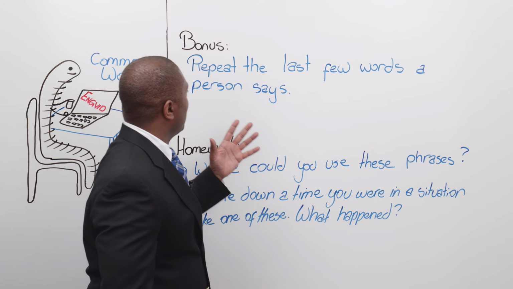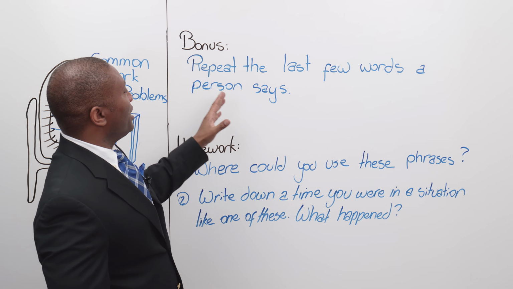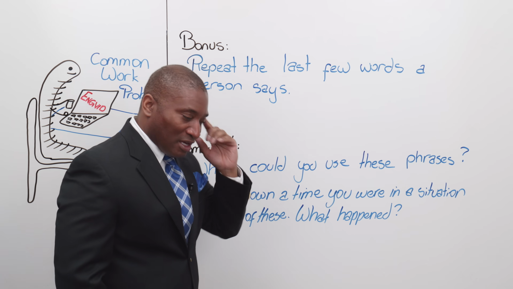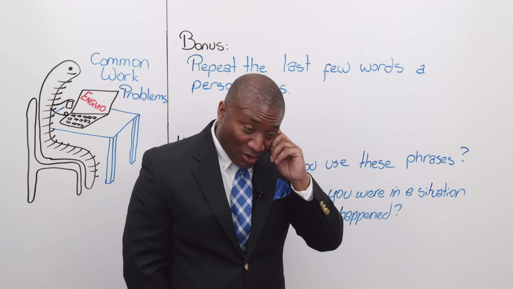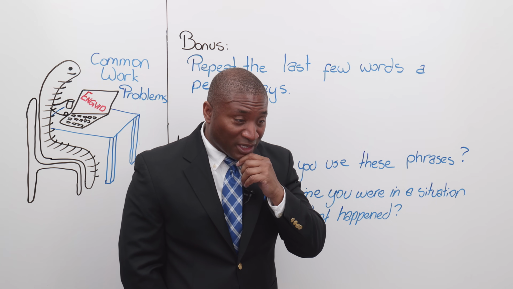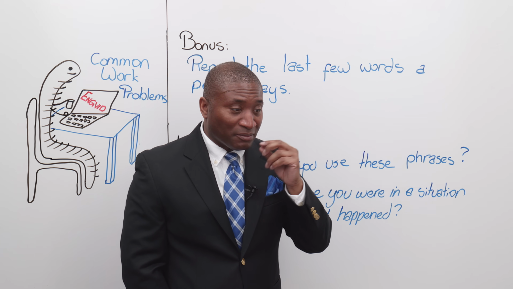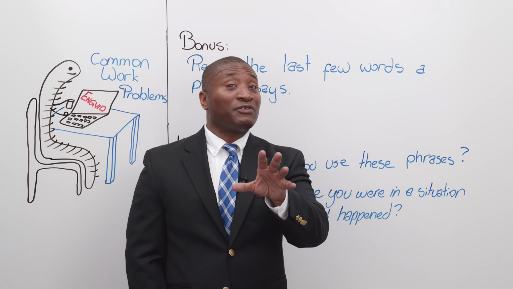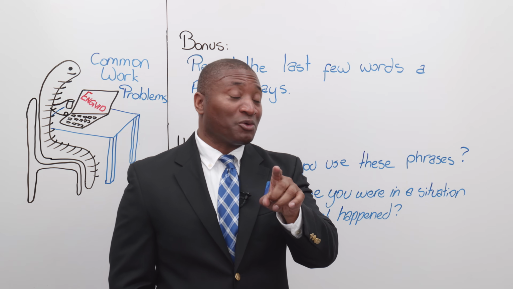I'm going to give you a bonus. Now, the bonus is this. Repeat the last few words a person says. Now, there's a book out, and I honestly can't recall what it's called. It's a book on negotiation. This guy used to work for the FBI, I believe. So I'm sorry if I can't give you credit, Mr. Man, but I'm saying it's from your book.